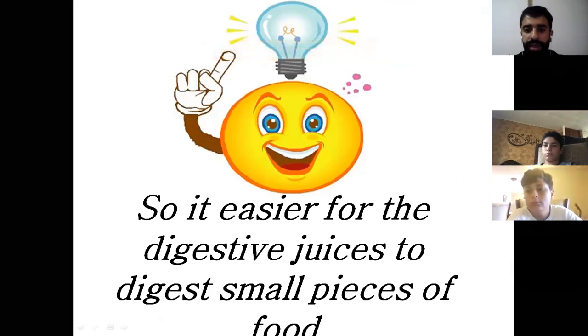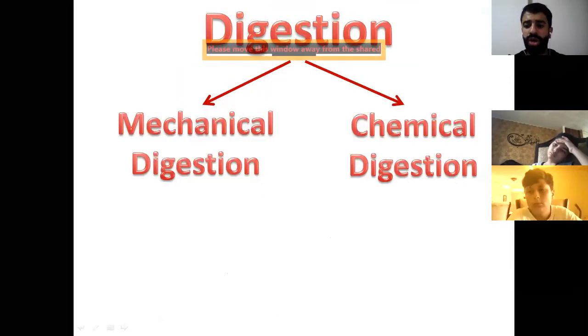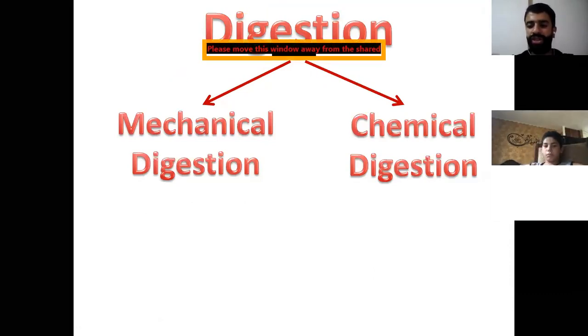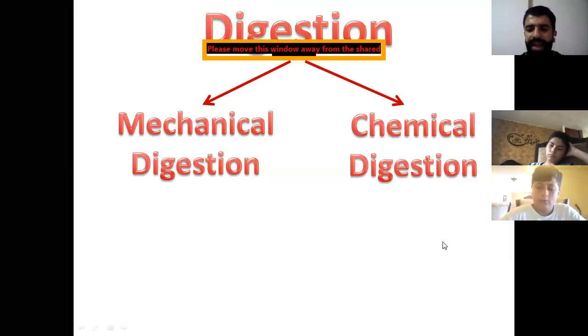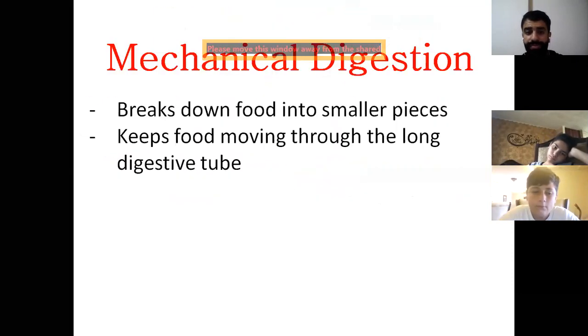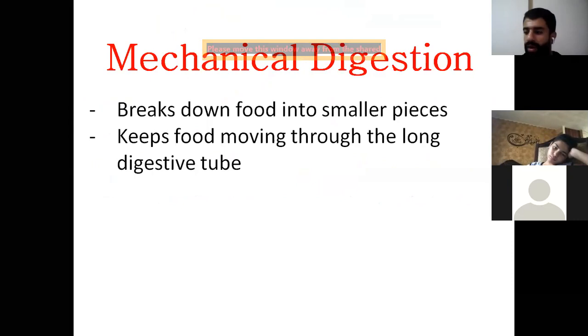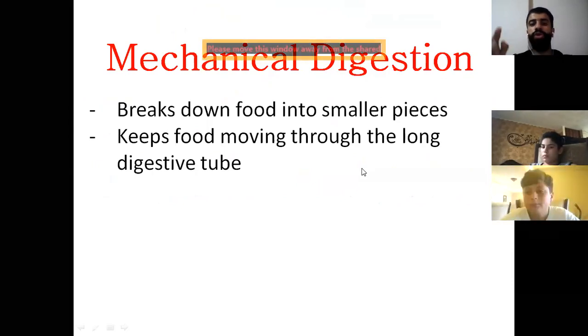Okay? So first, about digestion. Digestion is divided into either mechanical digestion or chemical digestion. Mechanical digestion is related to the actions. It helps digest the food into smaller pieces, while chemical digestion works with the help of the juices. So mechanical digestion, what does it do? It breaks down food into smaller pieces and keeps the food moving along the digestive tube.